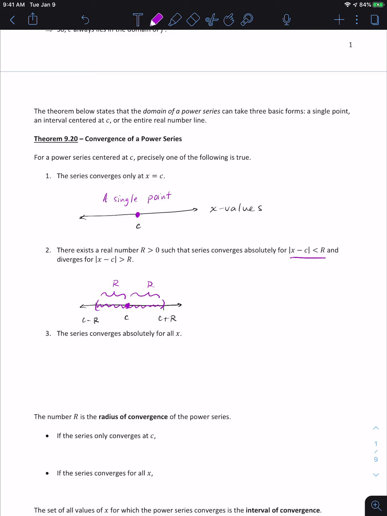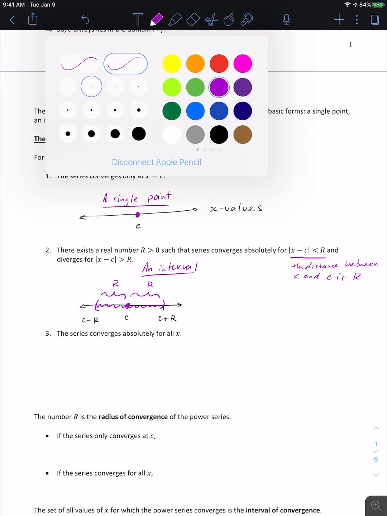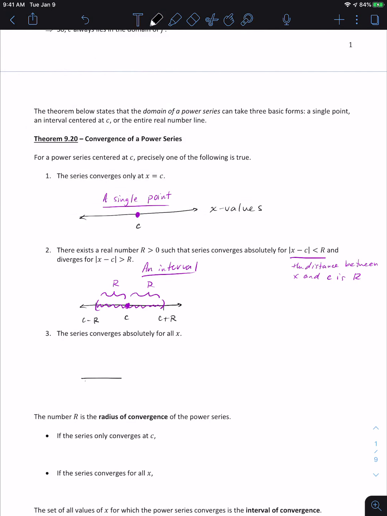When we think of this absolute value, that just means the distance between X and C is R, right? That's what it means to be absolute value. So the other type of convergence we could have is some interval centered around C. So this is an interval. And then the third thing we could have happen is that the series converges absolutely for all X.